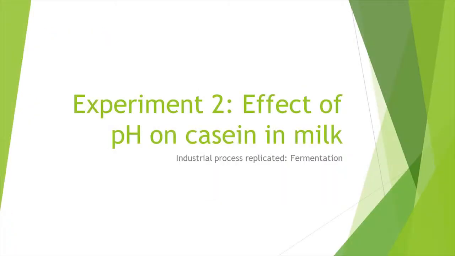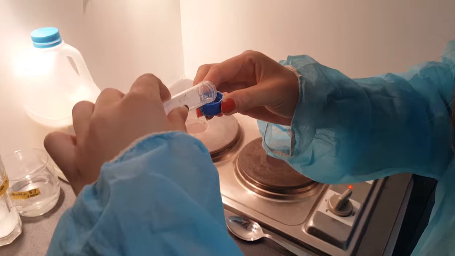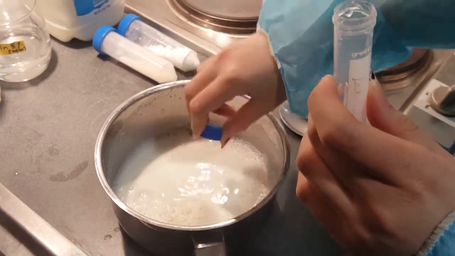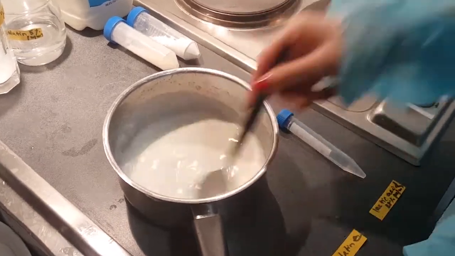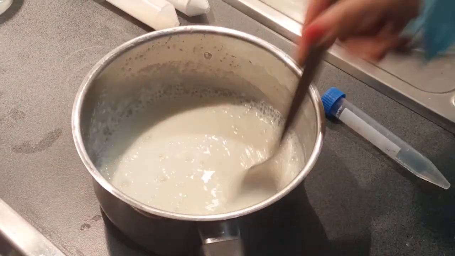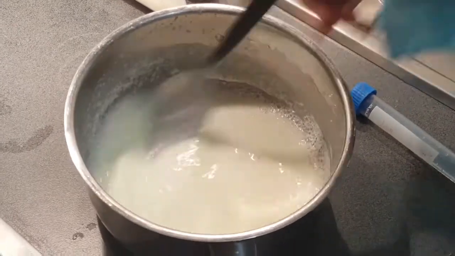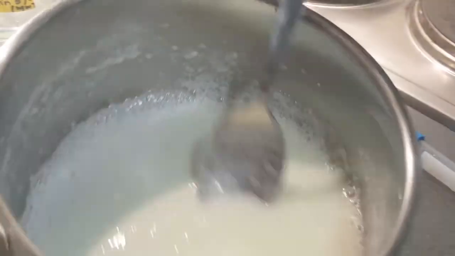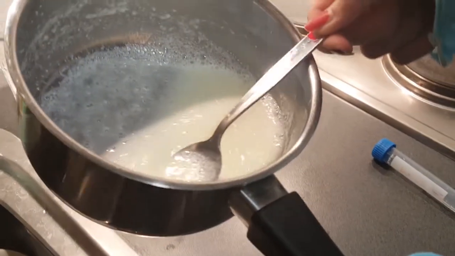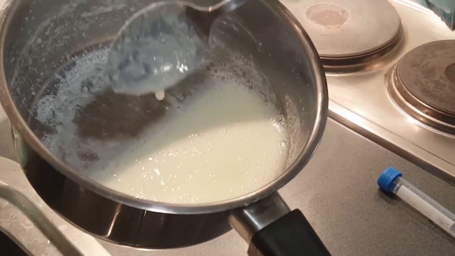Experiment 2. Effect of pH on casein in milk. In this experiment, we demonstrate the fermentation process. As starter culture wasn't available, 38% lactic acid is used at 1% to the resultant yogurt sample from experiment 1 at approximately 40 degrees Celsius. As a result, we can see that the casein has precipitated from the yogurt sample and aggregated to form clumps.